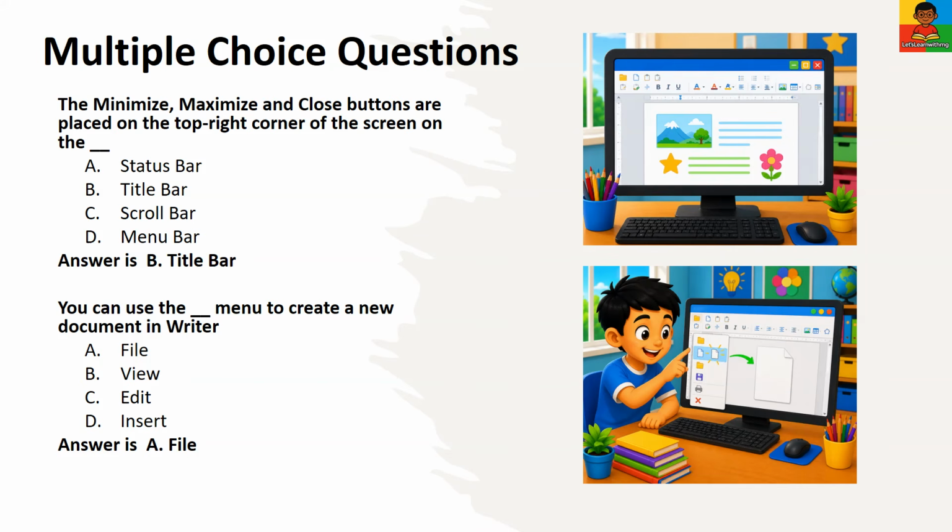Next, you can use the File menu to create a new document in Writer. A. File. B. View. C. Edit. D. Insert. The answer is A. File.